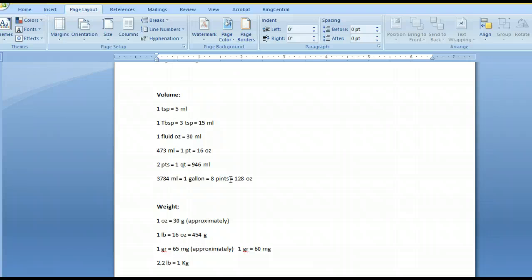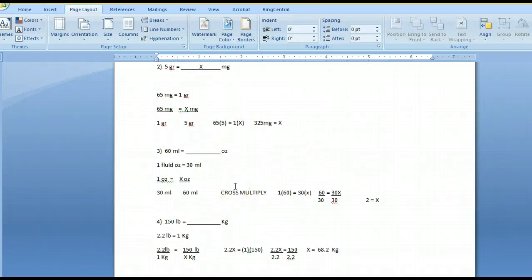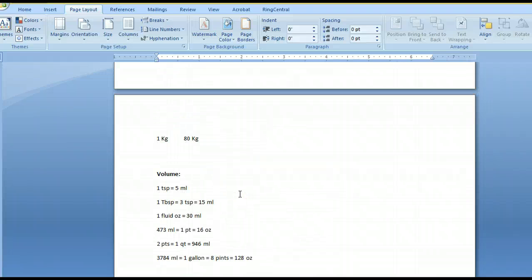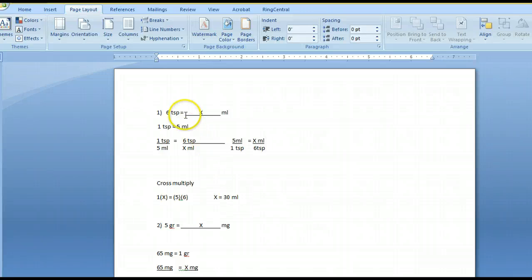If there's a conversion you have to do and it's not on this list, hopefully I checked that, but if I didn't, you can find it so easily either in your book or on the internet. So let's go back. We'll be referring to the second page for each one of these problems. Alright, this first problem, 6 teaspoons equals how many mils? Whenever you have a blank, we want to put a letter X. In algebra, whenever you're solving for an unknown, you usually use some kind of letter like X or Y. So 6 teaspoons equals X mils, and we want to solve for X.